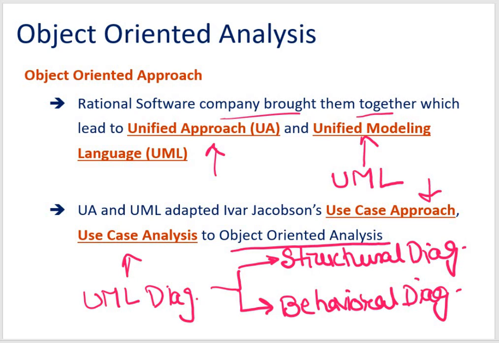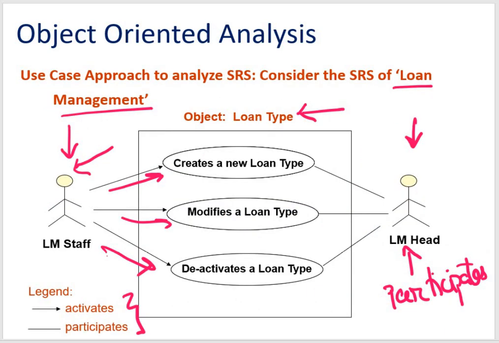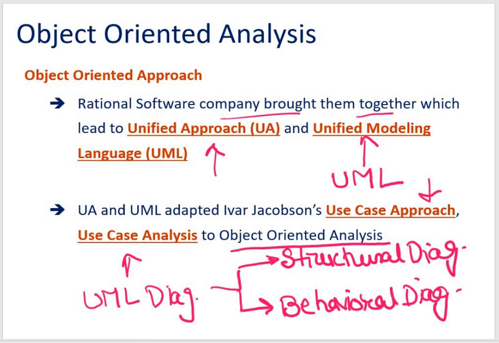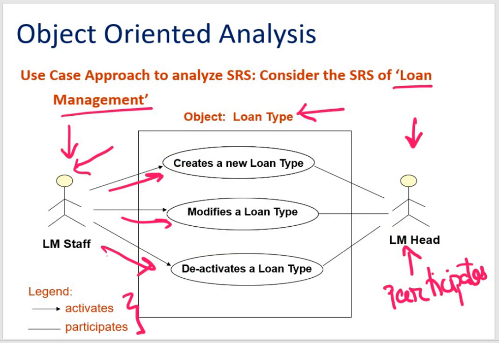Your structural diagrams are like your composite structure diagram, deployment diagram, package diagram, profile diagram, class diagram, object diagram, and component diagram. Whereas in the case of your behavioral diagram, we have the activity diagram, the use case diagram, the one which we are covering, the state machine diagram, and the interaction diagram, where we have sequence diagrams, communication diagrams, interaction overview diagram, timing diagram, and so on and so forth. So these are two major classifications.